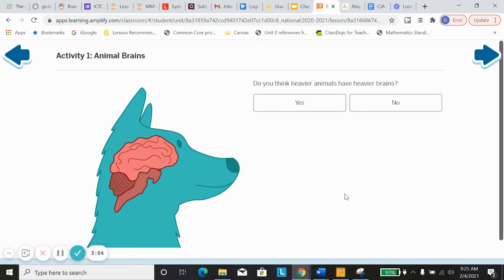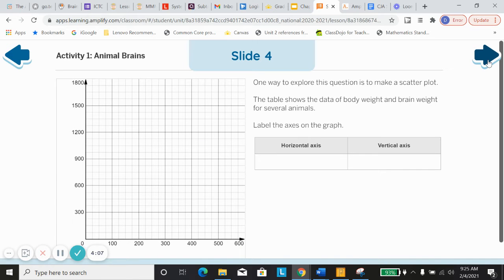Do you think heavier animals have heavier brains? And that's an opinion question based on maybe some experience or some background knowledge you have. Don't worry about being right or wrong. It's just getting you thinking. Then when you get to slide 4, you're going to start thinking about how to actually answer that question. And one way to answer it is by looking at a visual, looking at a graph.